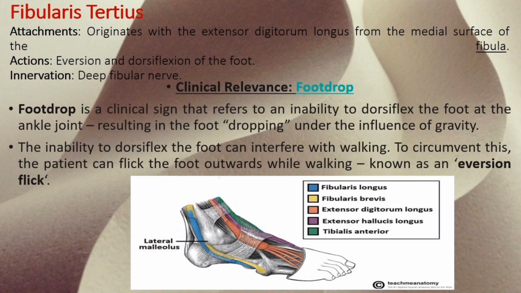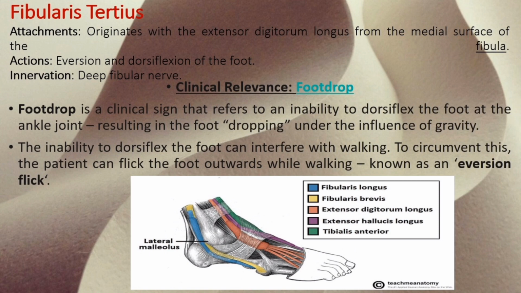Fibularis tertius. The fibularis tertius muscle is thought to arise from the most distal part of the extensor digitorum longus. It is not present in all individuals. Attachments. Originates with the extensor digitorum longus from the medial surface of the fibula. Its tendon descends onto the dorsal surface of the foot and attaches to the 5th metatarsal. Actions. Eversion and dorsiflexion of the foot. Innervation. Deep fibular nerve.